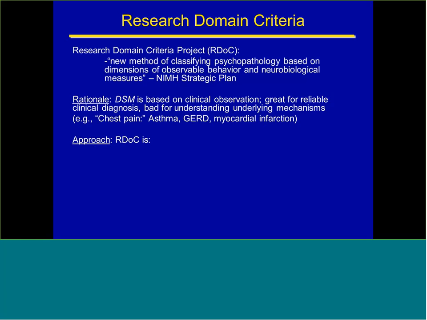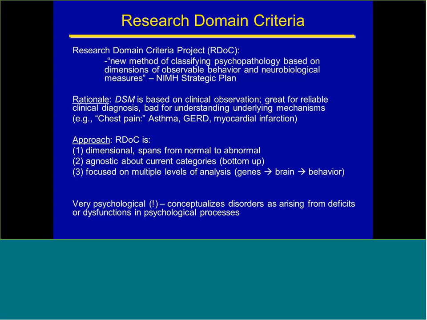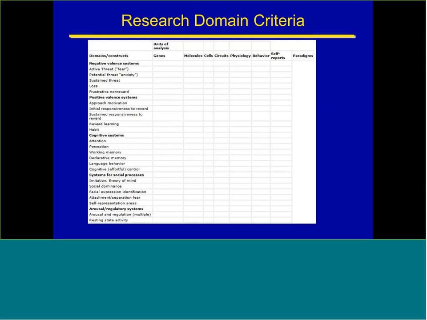And the same is true with the thinking in the research domain criteria. So the RDoC approach is dimensional in that it spans from normal to abnormal behavior, and abnormal behavior is thought to be deviations from normal psychological processes. The RDoC approach is agnostic about current categories. It's not attempting to break down current disorders, but instead to focus on how disorders are constructed from the bottom up, so throwing out the DSM in many ways. And it focuses on understanding disorders by looking across multiple levels of analysis. What's nice about this is it's a very psychological approach, and again, conceptualizes disorders as arising from deficits or dysfunctions in normal psychological processes.